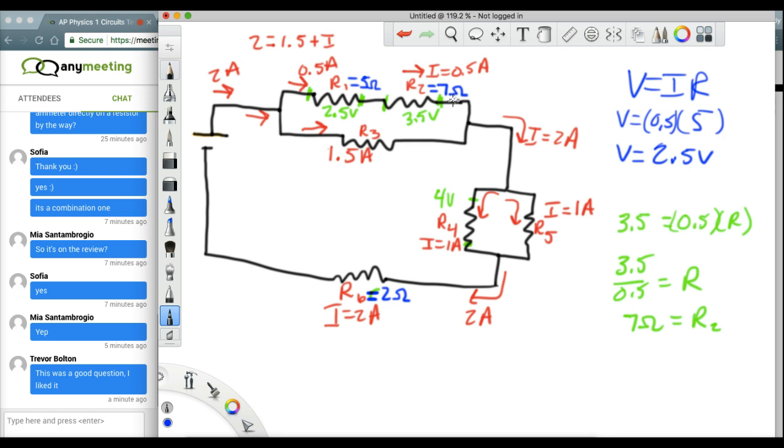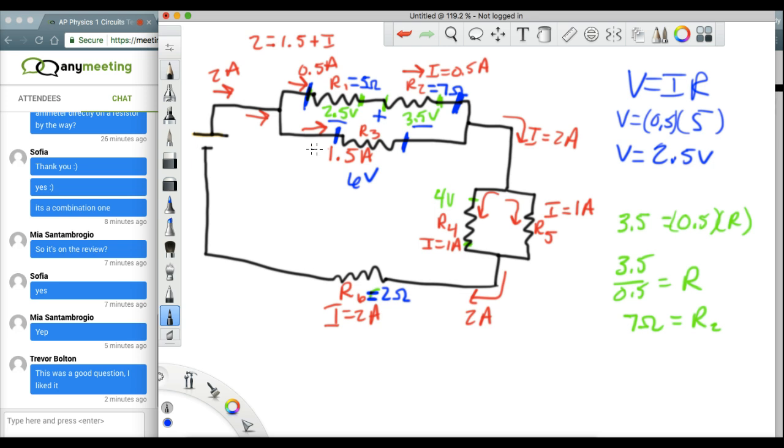Well, now I can do something kind of nice here. These two are in series with each other, so I can add their voltages together to get a total voltage drop in this branch from here to here. Let's see, 3.5 plus 2.5 is 6 volts. So if the voltage drop from here to here is 6 volts, then guess what the voltage drop is from here to here? You got it. It is 6 volts. So the voltage drop across R3 is 6 volts.